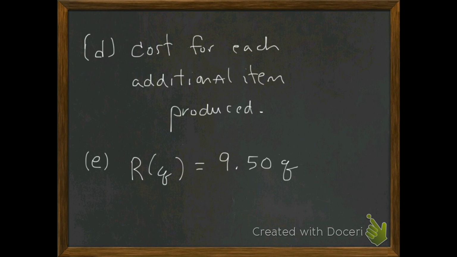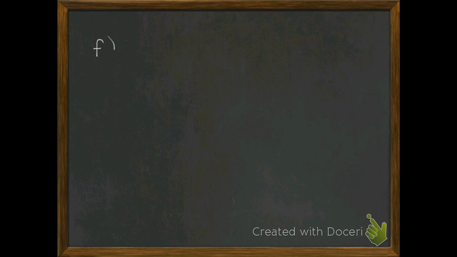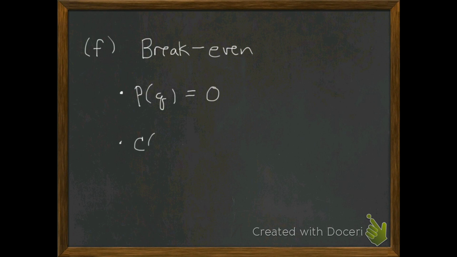Okay. Part F, break even. Well, guys, you can actually do break even a couple of ways. Break even can be a situation where your profit function is equal to 0, or probably easier, it's when your cost function is equal to your revenue function. So your cost and revenue are the same, and then clearly that would be a phenomenon of breaking even.